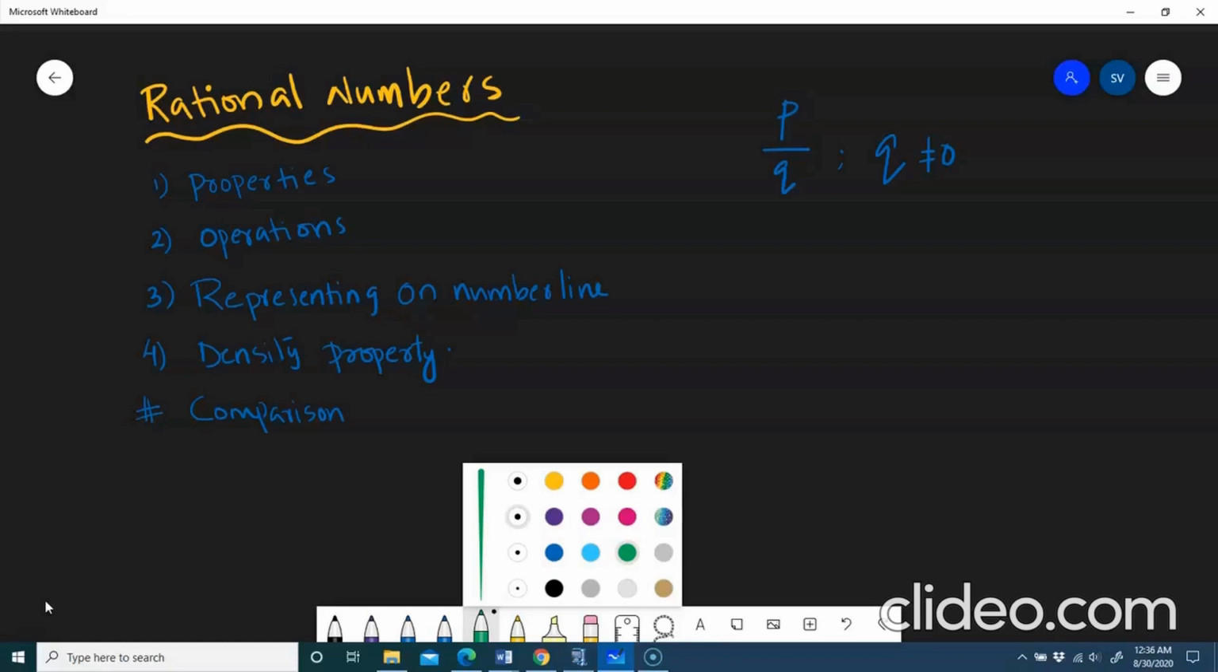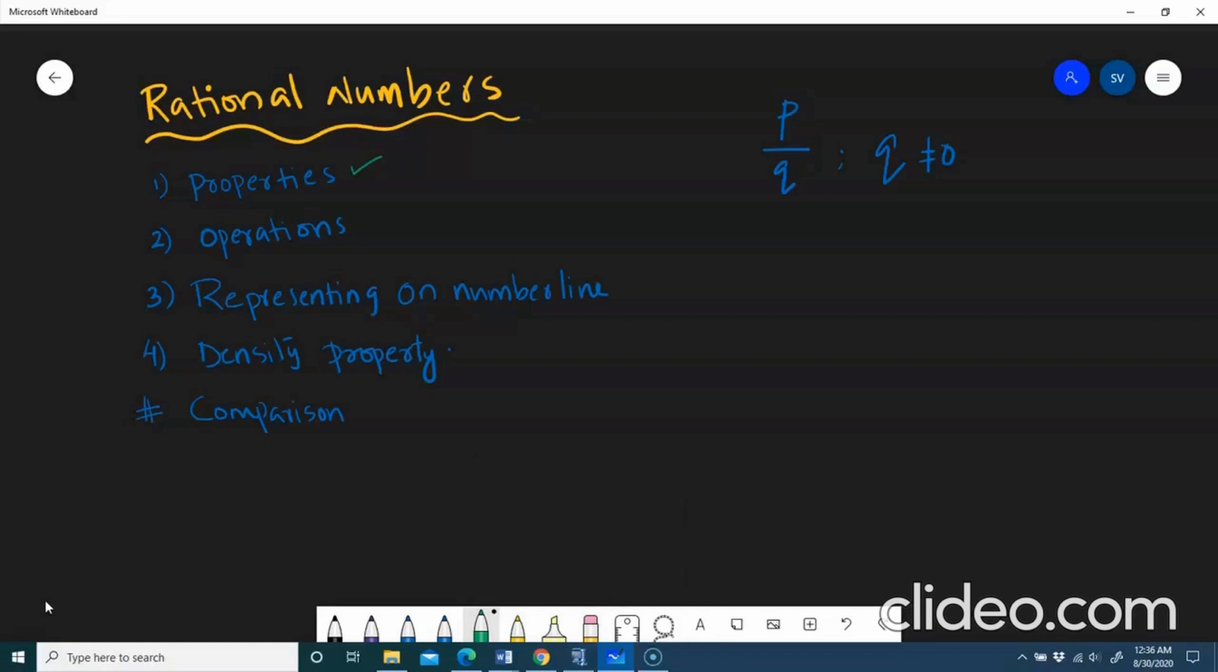Before we move on to the details, like the properties, the operations, representing these rational numbers on a number line, and the very important density property, and how we can compare two rational numbers, we need to know some basics about how this number system was generated. That is the foundation for this topic.